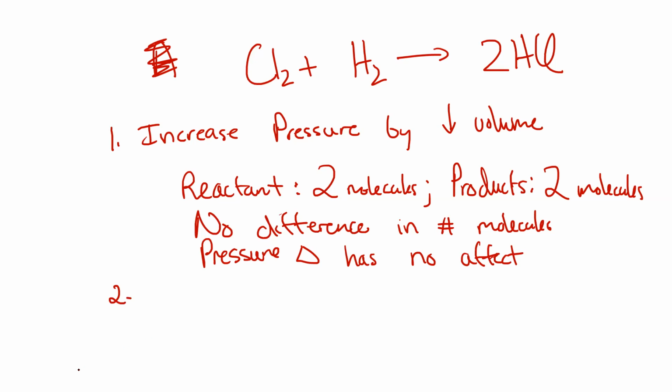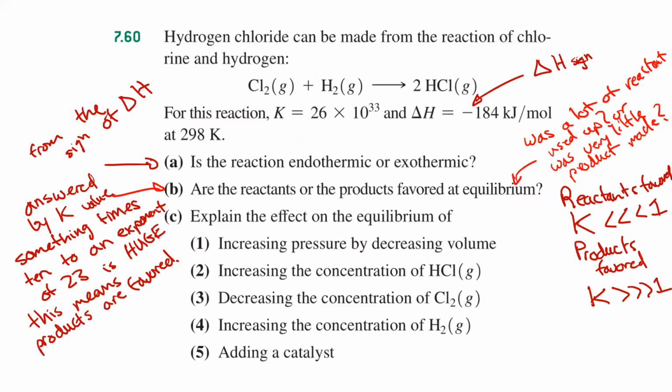Number 2. What's number 2? Number 2 is increase the concentration of HCl. So if you increase the concentration of HCl, which direction is the reaction going to go? It's going to go toward product or reactant? If you increase HCl.